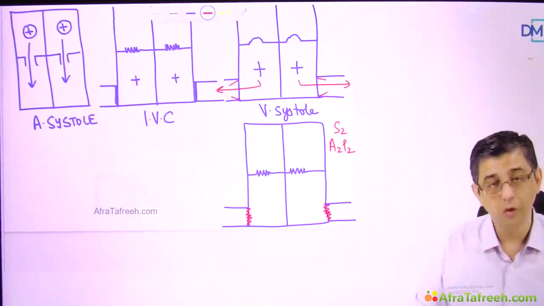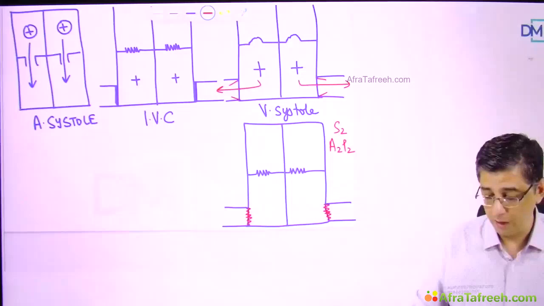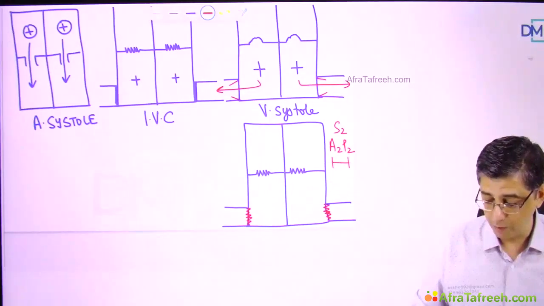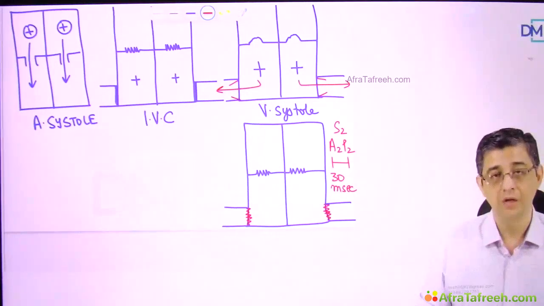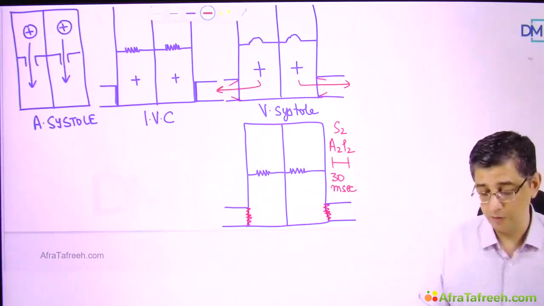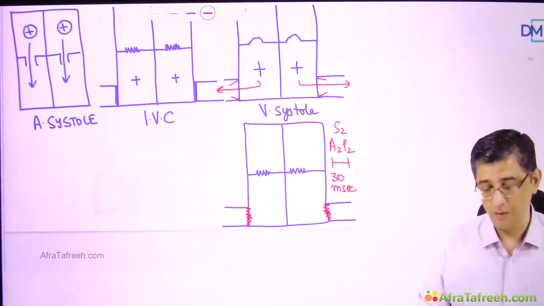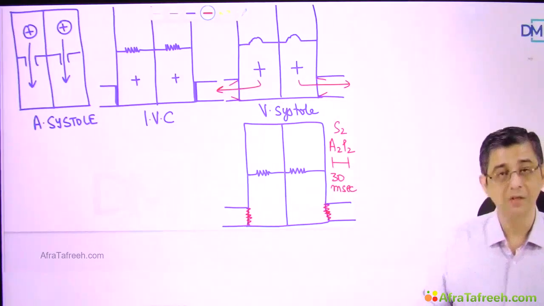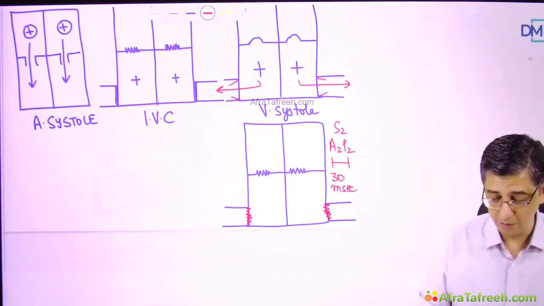Because the aortic valve always closes before the pulmonic valve, and the time lag between the aortic and pulmonic valve can also be heard physiologically, which is called splitting of the second heart sound. The time lag between aortic and pulmonic valve closure is 30 milliseconds. The second heart sound has been represented during the phase when the heart is beginning to relax.